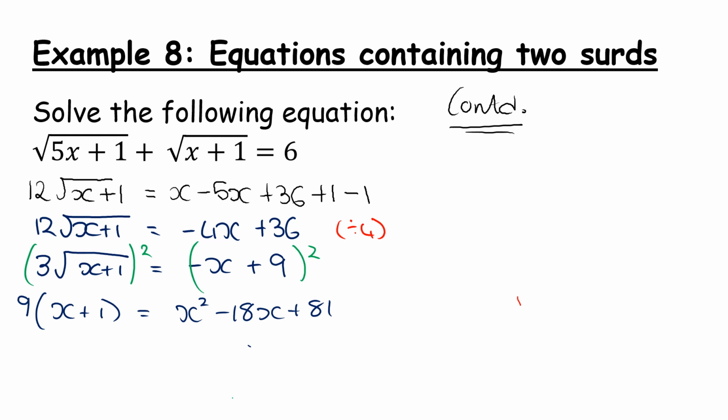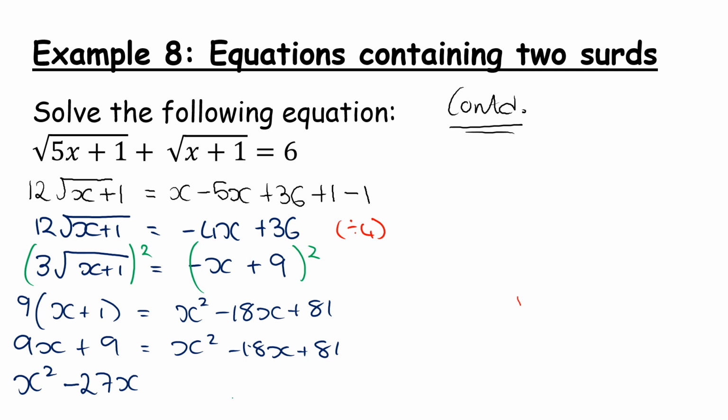So now we just need to clean this up. 9x plus 9 equals x squared minus 18x plus 81. So when I clean that up, I end up with x squared minus 27x plus 72 equals 0. Okay, so there's a few steps there, and work through them on your own, make sure you're happy with them. So let's solve this quadratic now.